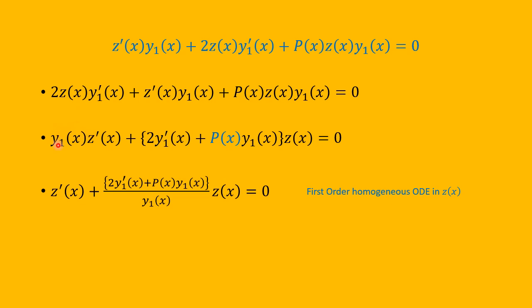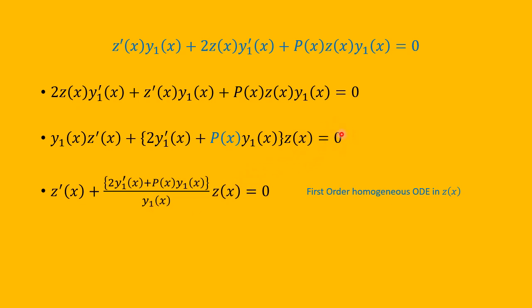Now, let's divide by y1 of x. So when we do the division on both sides of this equation by y1 of x, here we just get z prime of x. Here we get this stuff divided by y1 times z of x.